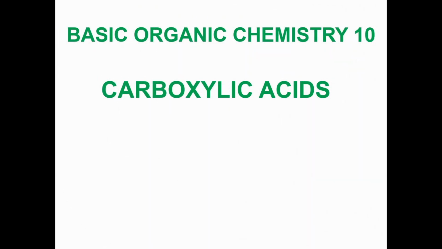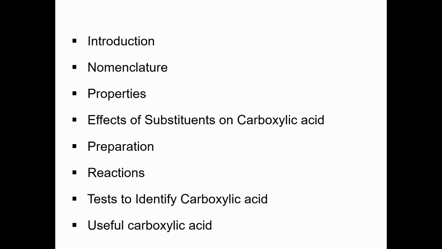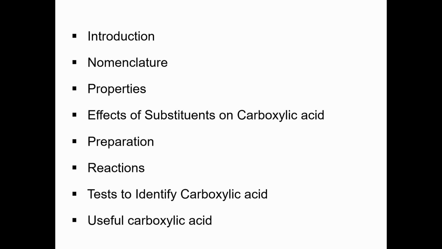In this basic organic chemistry class, we are going to be looking at carboxylic acid. At the end of this class, you'll be able to understand what carboxylic acids are, how to name them, their properties, the effect of substituents on carboxylic acid. You will also understand how carboxylic acids can be prepared, their reactions, how you can identify them in the laboratory, and some useful carboxylic acids around us.